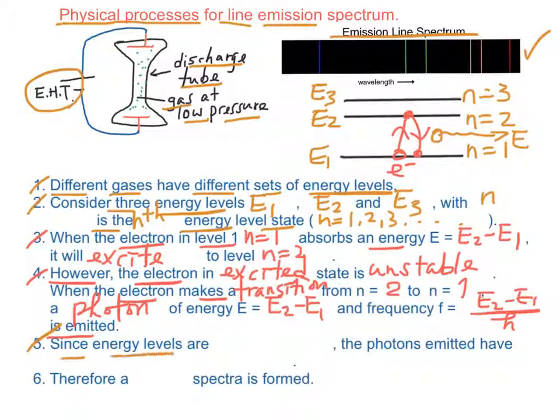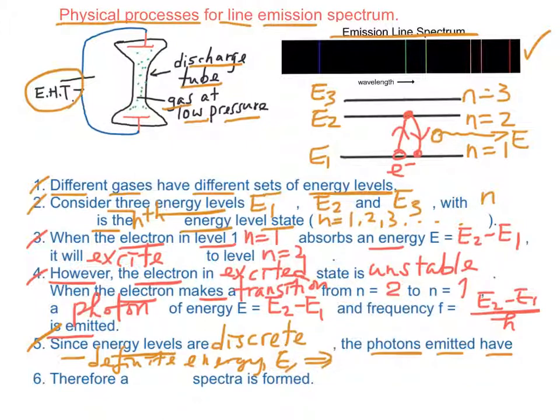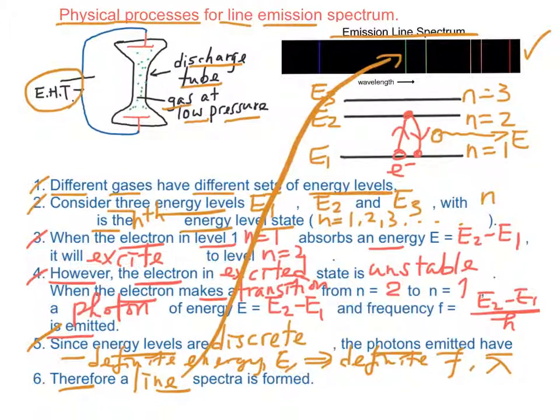Since the energy levels in the atoms are discrete, therefore the photons emitted have definite energy E, implying the photons emitted have definite frequency or wavelength lambda. Therefore, a line spectrum is observed as shown.